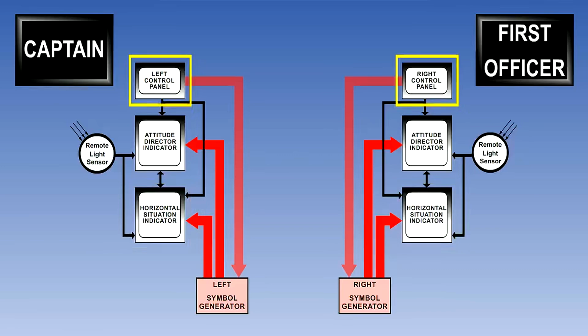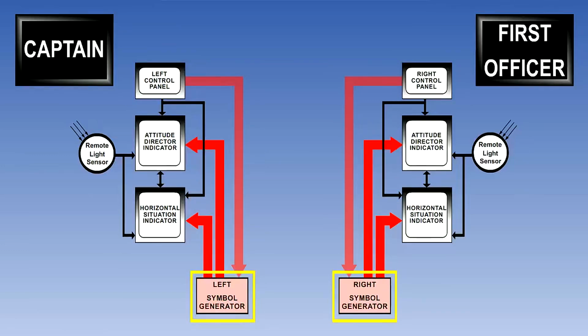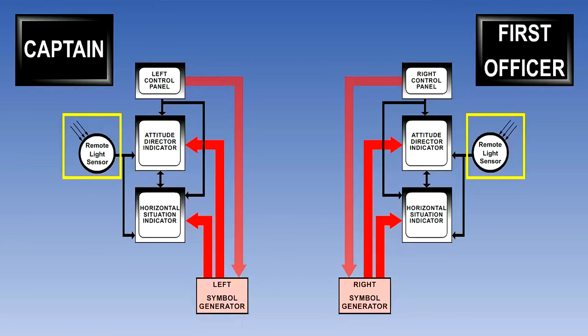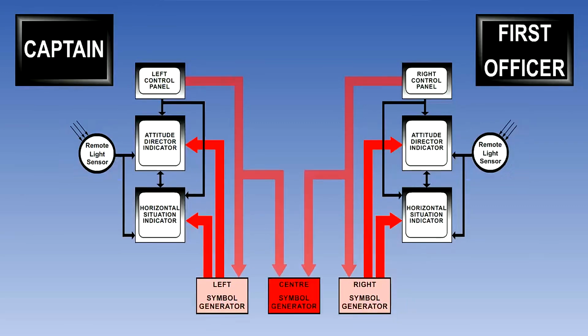Additionally, there is a control panel, a symbol generator and a remote light sensor unit which responds to ambient light conditions on the flight deck to automatically adjust the brightness of the screen display. In addition, a third backup symbol generator is incorporated in case a system symbol generator should fail. In this lesson, we are going to look at only the Electronic Horizontal Situation Indicator or EHSI, part of the EFIS system.